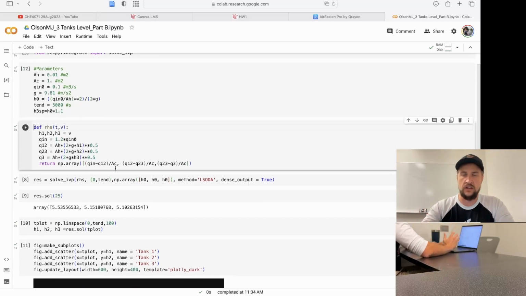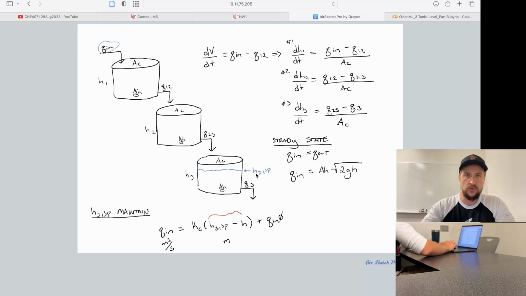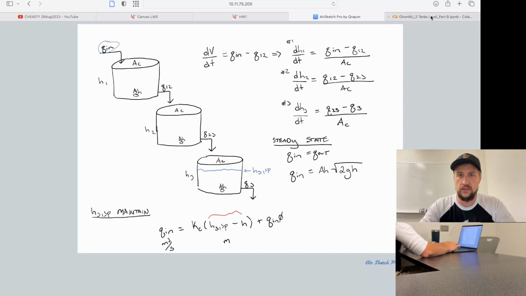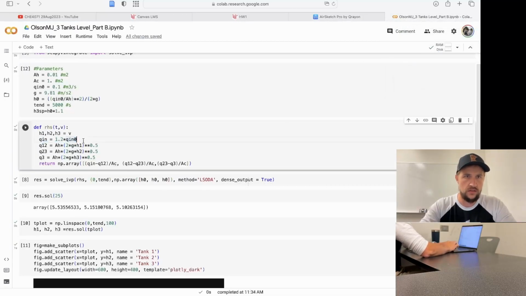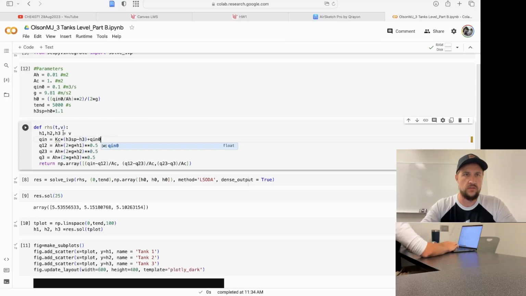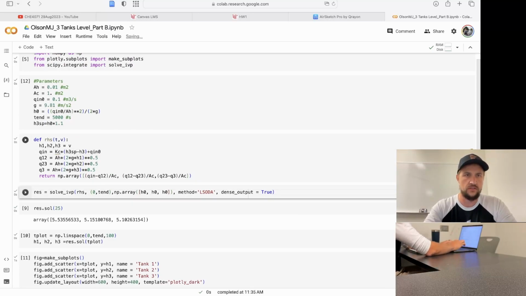And then in defining our right-hand side, the only thing that has changed is this equation right here. If we go back and look here, we see that this equation is now our new Q in using our controller gain. So let's go ahead and code that in. So we've got Q in equals Kc times H3 set point minus the liquid level in the third tank, plus our initial Q in value at the steady state parameters. So let's go ahead and run that.